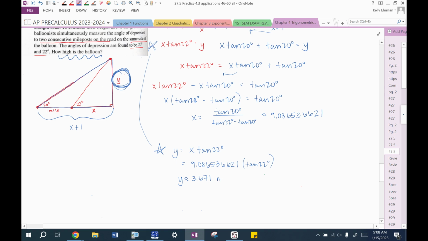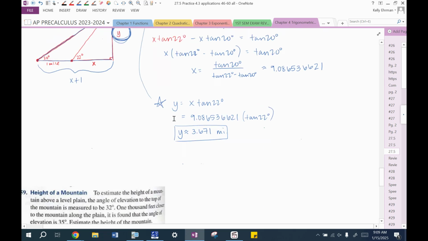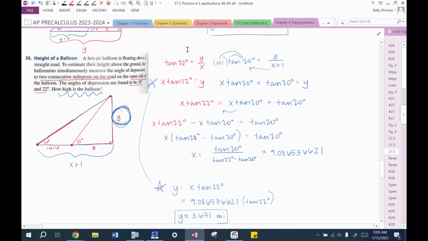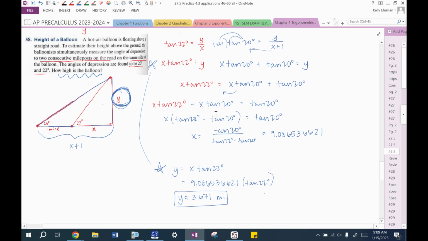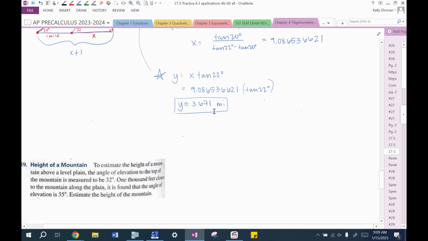Now this is measured in miles because the only distance we had was 1 mile. So that's our answer for the height of the hot air balloon. Okay, now there is another way to solve this, by the way. If you would have solved these equations for x instead of y, then when you did solve for y, you would get to this answer as well. If you're curious about that, let me know. I can show you in office hours.